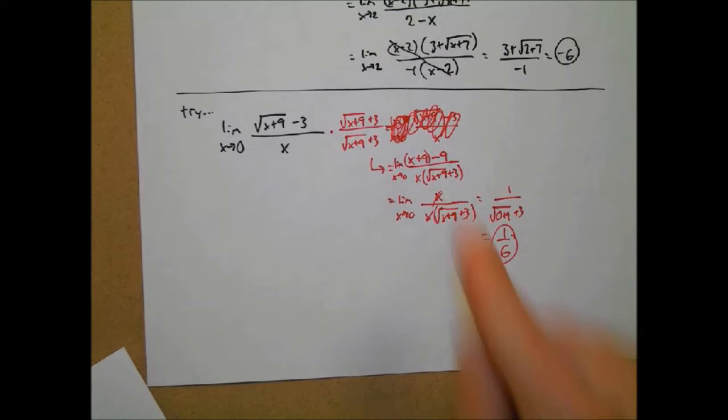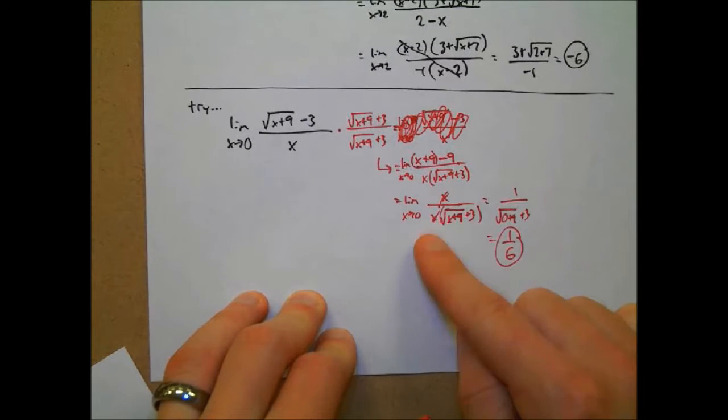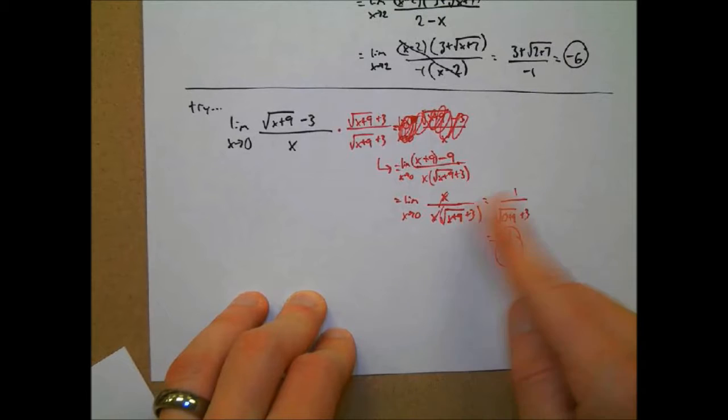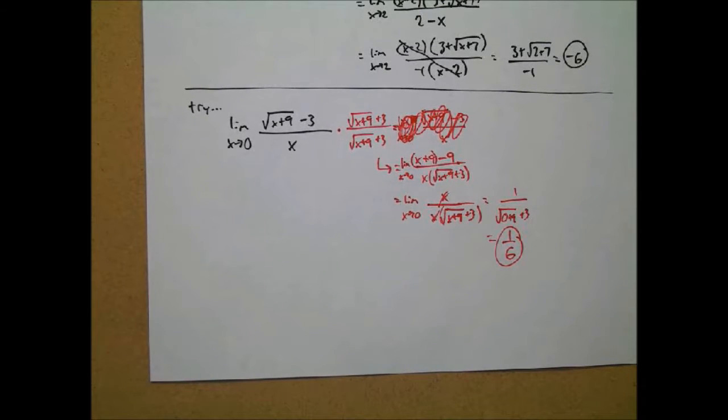Okay, so we ended with x plus 9 minus 9, which leaves you with x, but the x's can then cancel, leaving you with a 1. Plug in the 0 for x, and then voila, you get 1/6. Okay? So, any further questions on that?